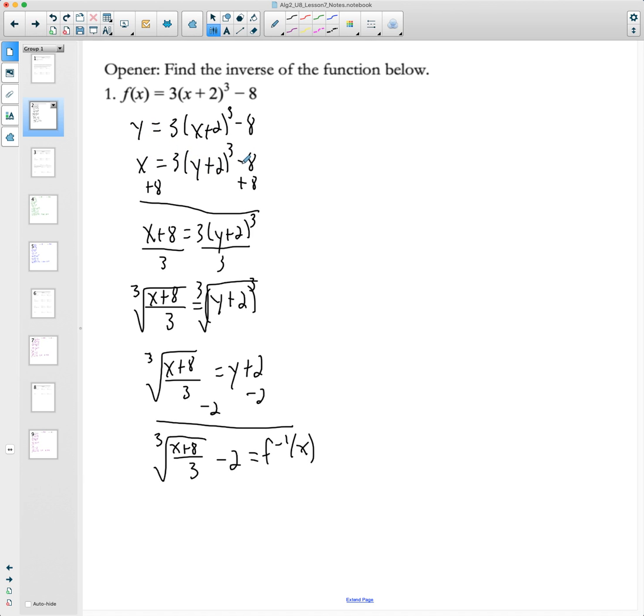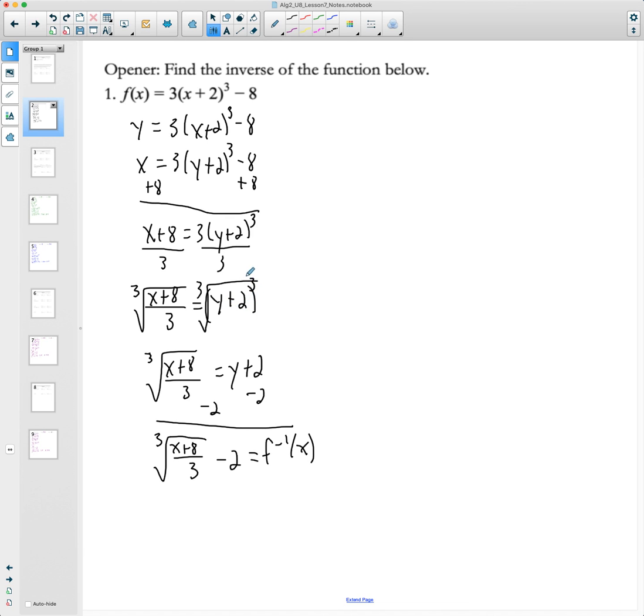And now what we want to do once we've switched our domain and range is solve for this y right here. And once we've done so, we'll have our inverse function. So the first thing I'm going to do is add 8 to both sides. So x plus 8 equals 3 times the quantity y plus 2 cubed. Then I'm going to divide both sides by 3. So I get x plus 8 divided by 3 equals y plus 2 cubed.